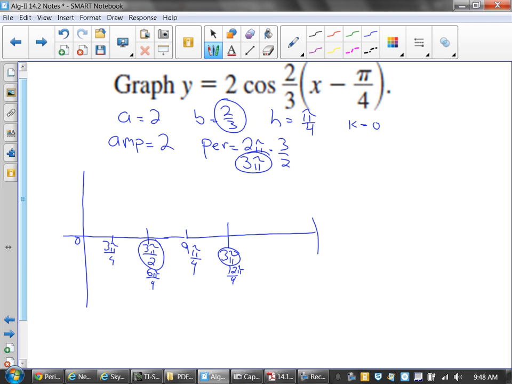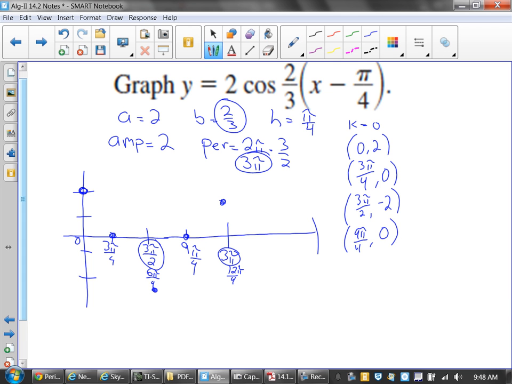So go ahead and start with our cosine graph. Cosine starts where, 0 or A? A. Very good. Starts at A, then it goes to 0, opposite of A, 0, and A. Which gives me 0 and 2, 3 pi over 4, 0, 3 pi over 2, negative 2, 9 pi over 4, 0, and 3 pi back at 2. So here's our parent function.